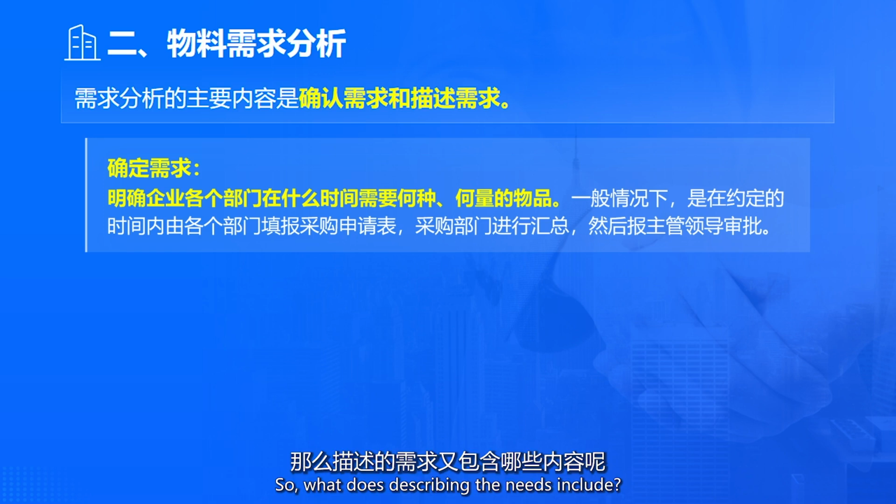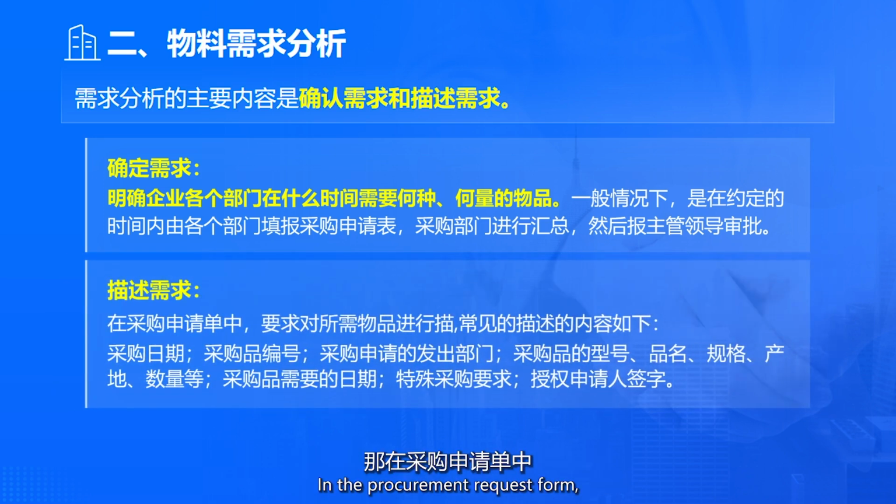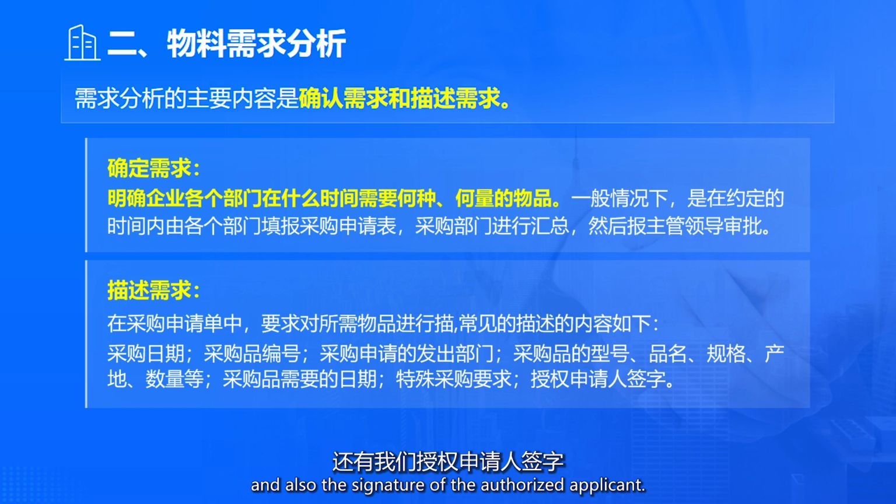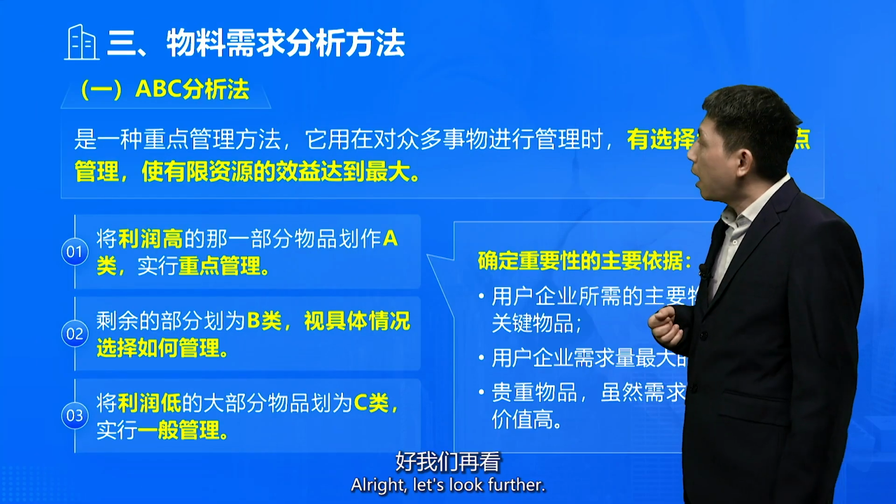So, what does describing the needs include? In the procurement request form, it's required to describe the needed items. Common descriptions include the date of procurement, the product code, the department issuing the request, the model of the product, as well as its name, specifications, origin, quantity, etc. So, for the procurement items, the required date, we discuss special procurement requirements, and also the signature of the authorized applicant. Alright, let's look further.